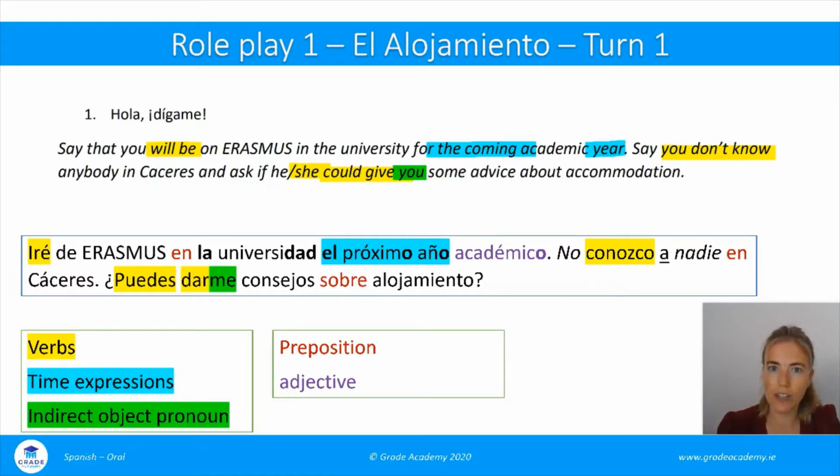I'm going to read this just to help you with pronunciation for practice. Iré de Erasmus en la universidad el próximo año académico. No conozco a nadie en Cáceres. ¿Puedes darme consejos sobre alojamiento?